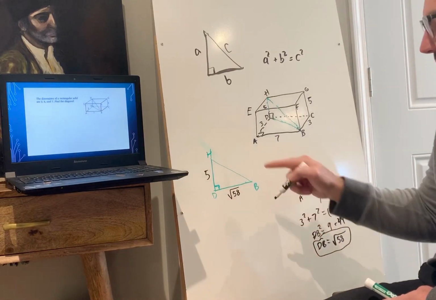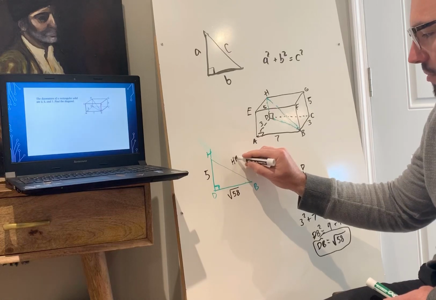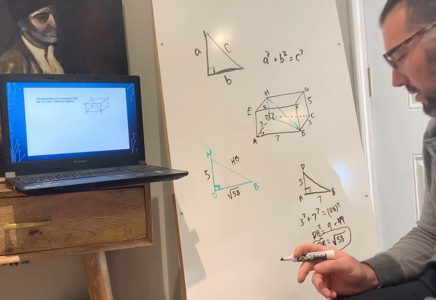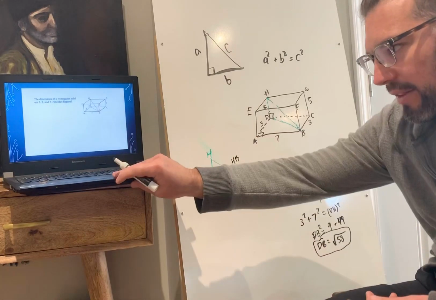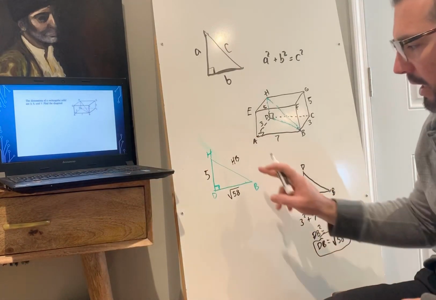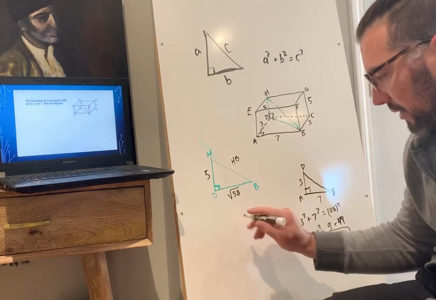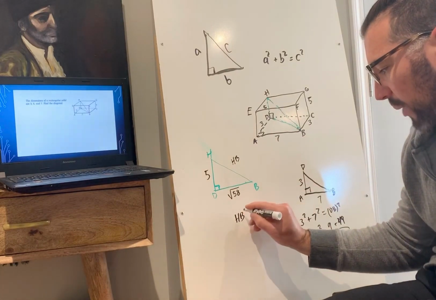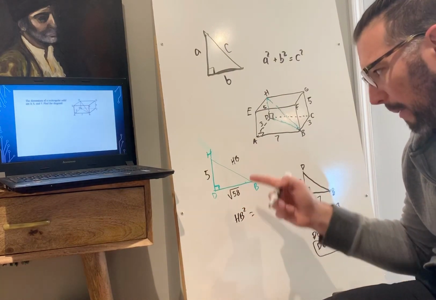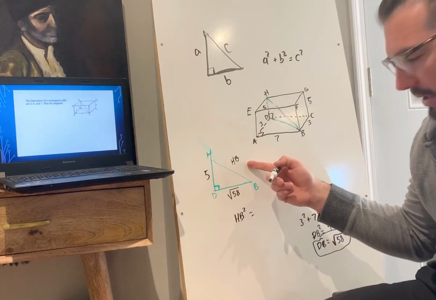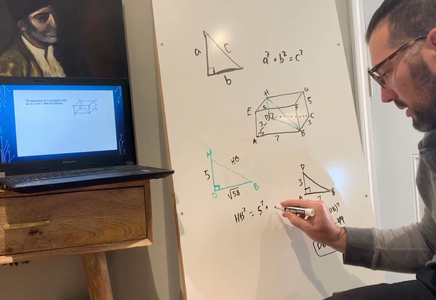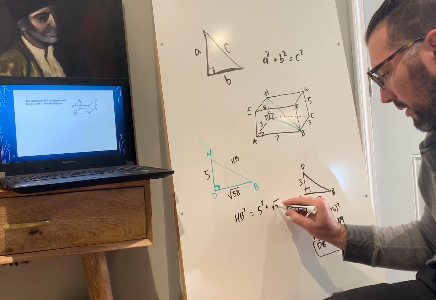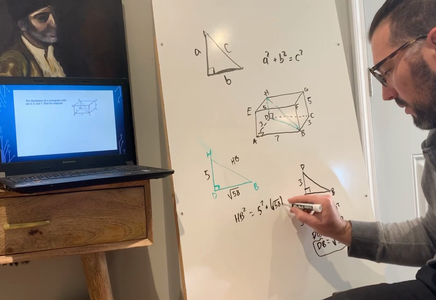Cool. Now I can find HB by using the Pythagorean theorem. Again, key feature, it has to have a right angle. We can't use Pythagorean theorem unless it has a right angle. So now I can find HB. I just need to set up Pythagorean theorem. HB squared. It's on a side by itself because it's the hypotenuse. Equals 5 squared plus the square root of 58 squared.